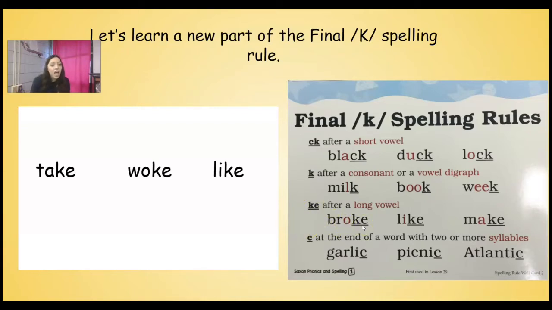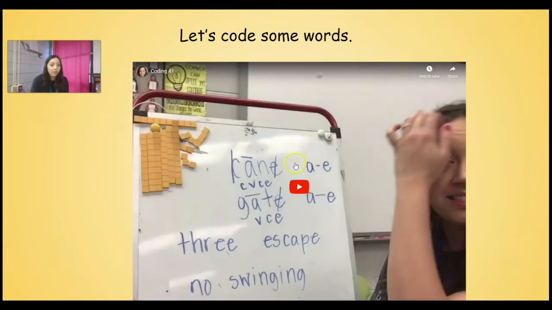oak. Since it has that O and then the K, I need to put KE. Ike, I need to put KE. Ache, I need to put KE. So kind of when you think about it, you can say, okay, if it has a short vowel, I put CK. If it has a long vowel, and I don't hear that long vowel sound, it's going to have the KE at the end. So you can see some examples here. We have ache, oak, Ike. They all have that KE at the end. So short vowel CK, long vowel KE. And we'll practice that. So we're going to practice coding some words now.